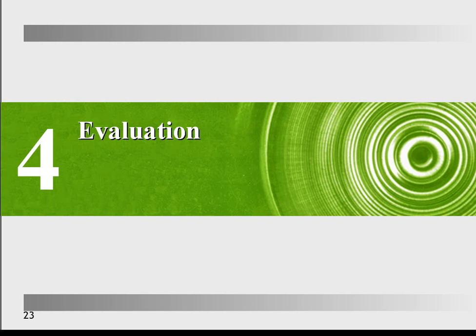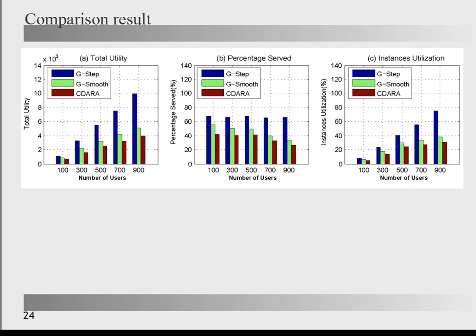Now I introduce the evaluation results. Here we present the simulation results to evaluate the performance of the proposed allocation mechanism in contrast with a previous work, CDARA, which is similar to our SAST model except for the group buying rules. In our experiment, we assume that there are 5 providers, 4 instance types, and 100 to 900 users. The parameter setting is detailed in our paper, and here I only present the results. There are 3 performance metrics we considered: total social utility, percentage served, and utilization.